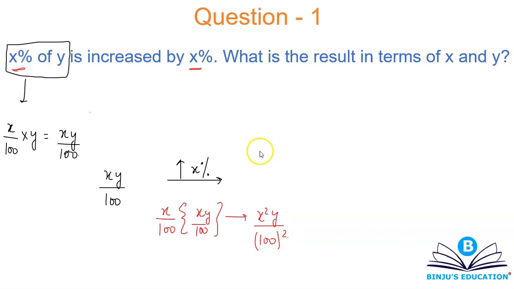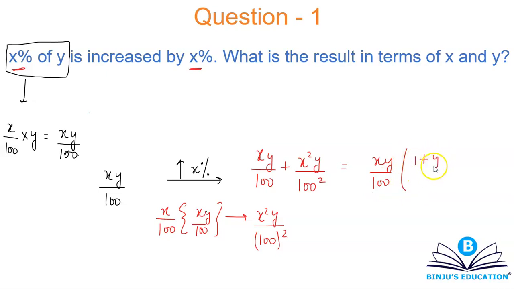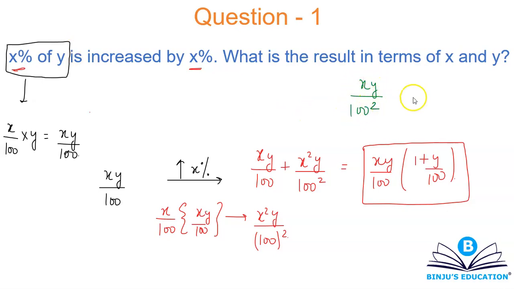And the final value will become xy by 100 plus x square y by 100 square. So you can rewrite this as xy by 100 into 1 plus x by 100, and this is your final answer. So you will have more or less the answer in this form, or you can also have your answer like xy by 100 square into 100 plus x. This is another way, or they can give you x into 100y plus xy square by 100 square.